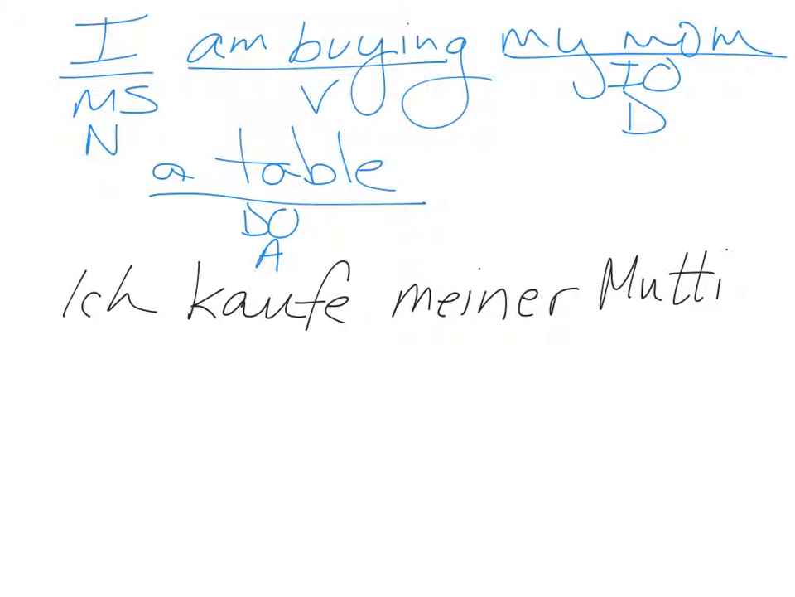Table. Wie sagt man Table? Tisch. Masculine, feminine, neuter, or plural? Masculine. Good. And you've told me it's accusative, so how do you say in accusative for masculine? Einen. Good.